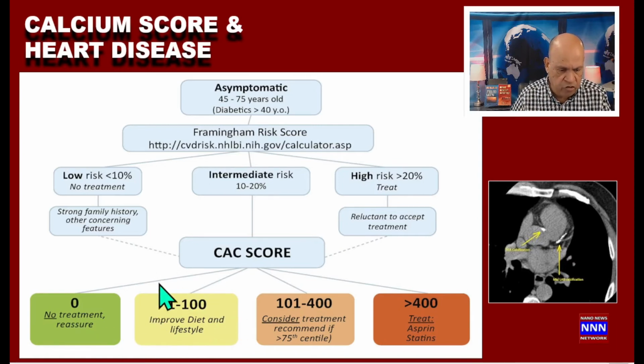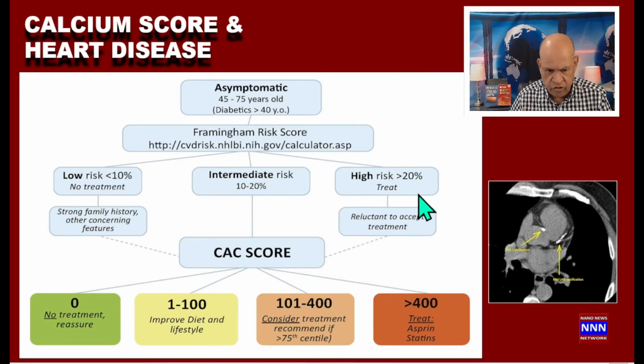But if the calcium score is 0 to 100, of course, lifestyle modifications such as weight loss, blood pressure control, meditation, diet, exercise, all these things can help to improve your quality of life and longevity. If the calcium score is between 101 to 400, then these are the patients who are at a higher risk of having cardiovascular events, and they are the ones who need to be treated with all the risk factor modifications, lifestyle changes, and of course, possibly aspirin and statins.